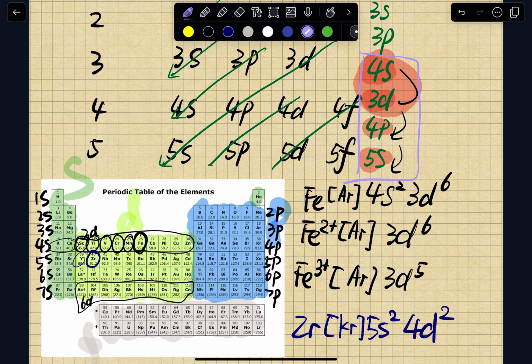Once again, just to reiterate, please remember the order of these 4 things. Just memorize them. Just quickly realize which has the higher energy level, and then you remove electrons starting from the higher energy level.